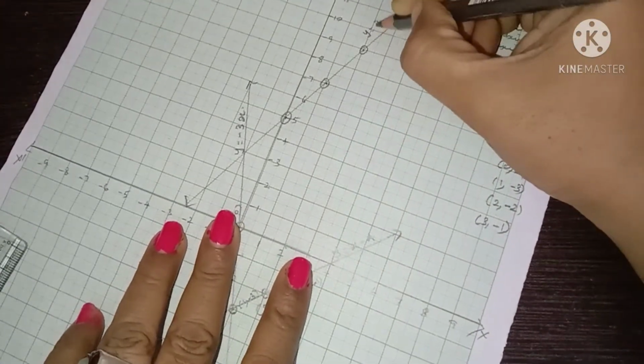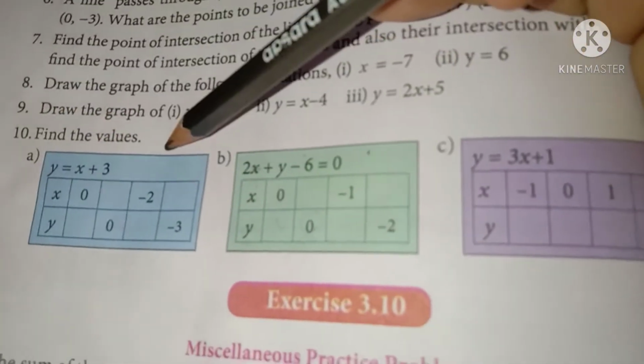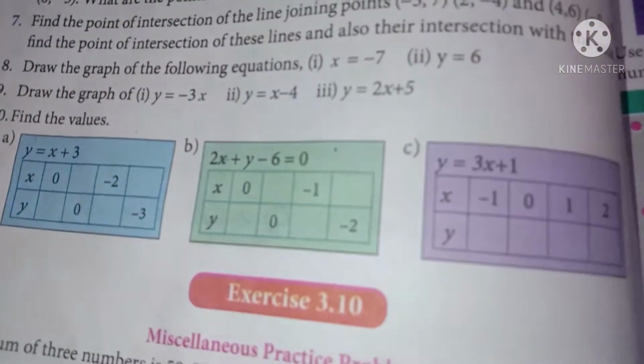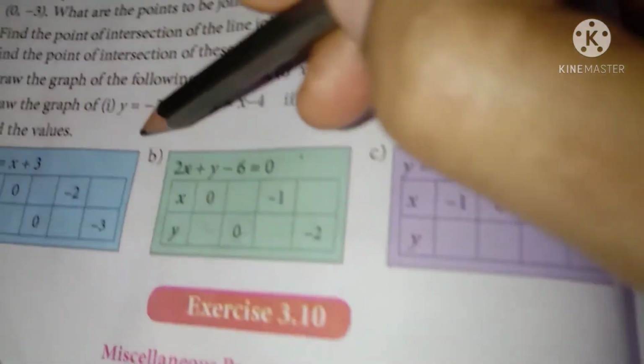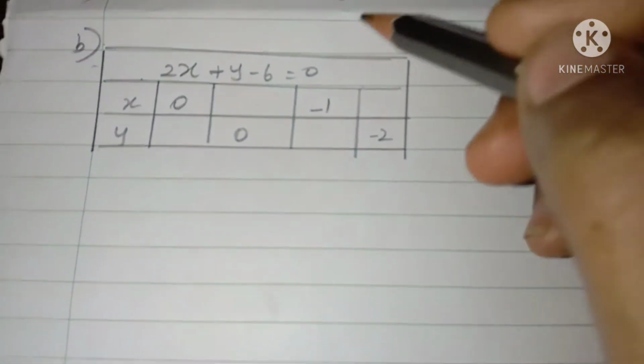Y is equal to 2x plus 5. 10th question, find the value of first A and C, do as homework. We'll see the B. 2x plus y minus 6 is equal to 0.